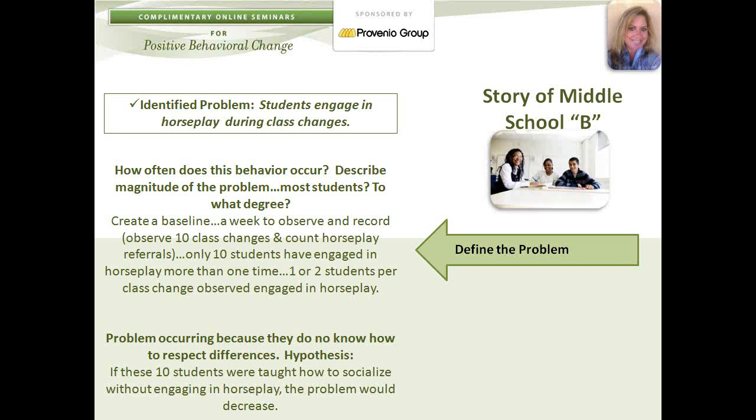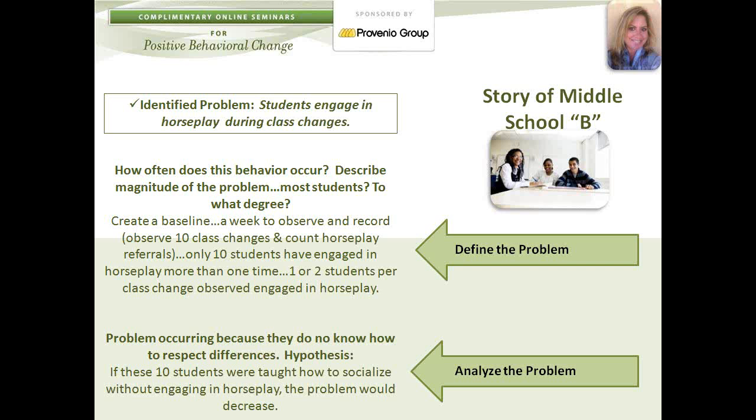And what they did was when they went back and really observed and kept track, they did it in a very specific manner. They observed 10 class changes, different times of the day, and counted horseplay referrals. That's the only thing they were looking for through those class changes. Only 10 students had engaged in horseplay more than one time. So what they decided was those were the 10 students that really needed the intervention in this case. So now we know, or they knew, that it had to be more of a Tier 2 intervention. It wasn't all kids. It was these 10 that really needed to have that support.